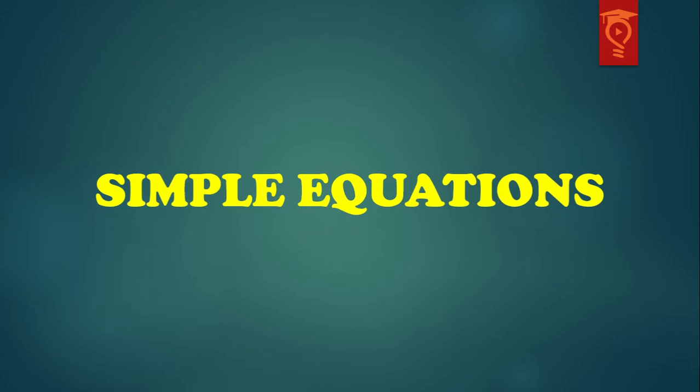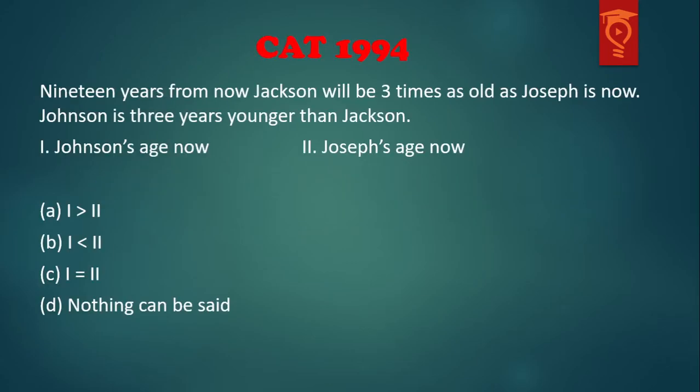So we'll go chronologically. So first of all, CAT 1994 question. Please pause the video, solve the question, and then resume. So you must have seen or must have tried the question. So let us try to do this. So Jackson and Joseph, two people in the first line, and in the second line there is some Johnson also. We'll talk about him later.